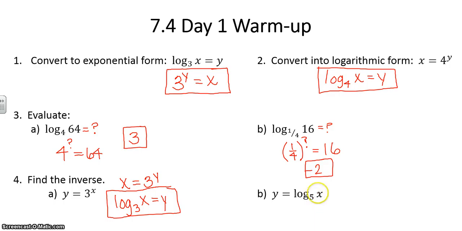Okay, over here, first step, switch your x and y. Okay, now it's in log form, and we want to solve for y, so take it out of log form and put it into exponential form. So log base 5 means you have 5 raised to the x exponent equals whatever's inside the log, which is y, and y is all by itself now, so there's your inverse.